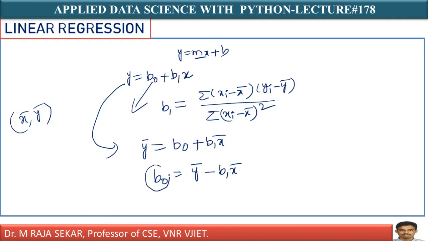Now, we have got the b0 value, we have got the b1 value. Here, in the case of y equal to b0 plus b1x, what are the parameters? b0 is one parameter, b1 is another parameter.